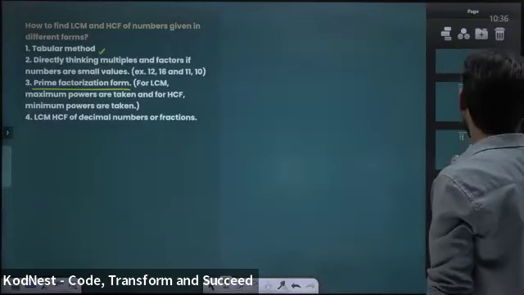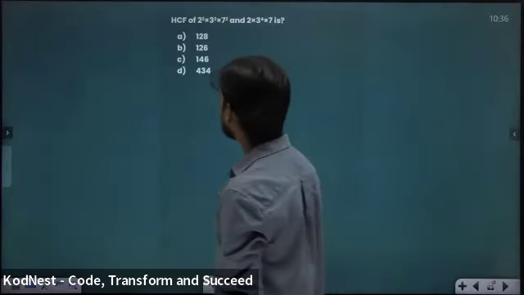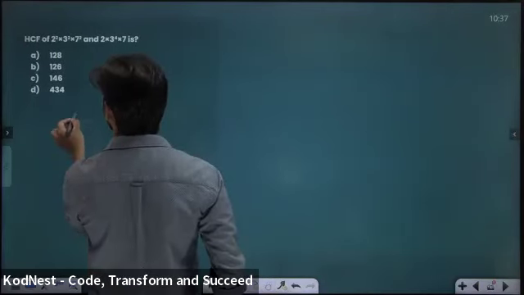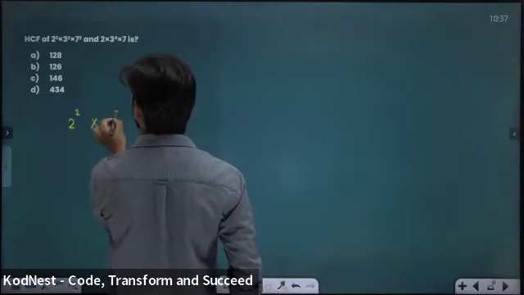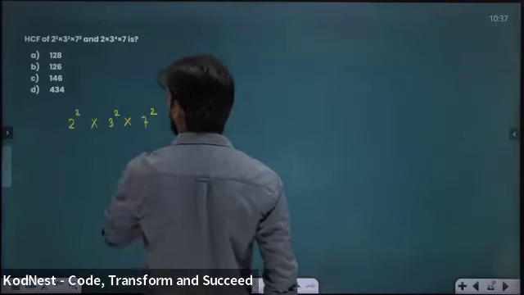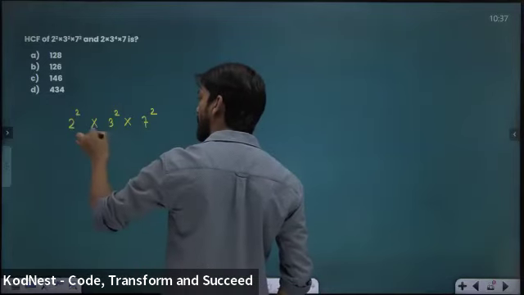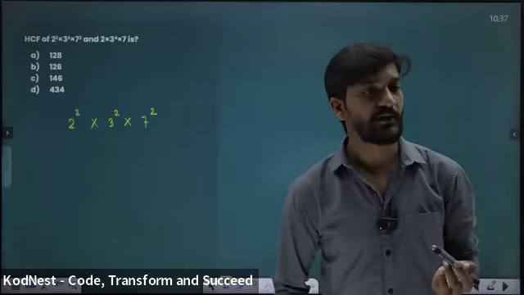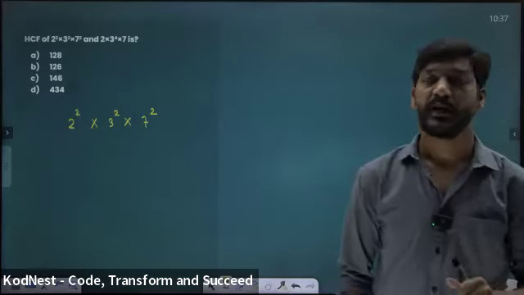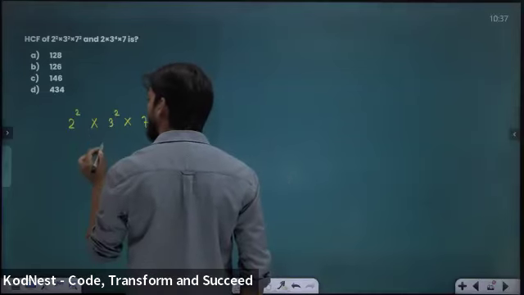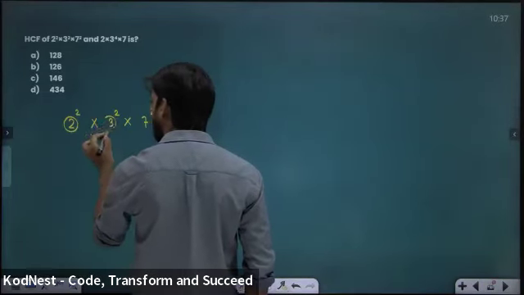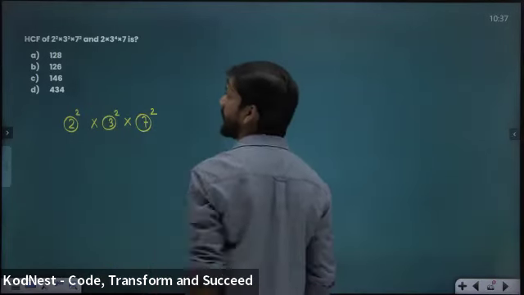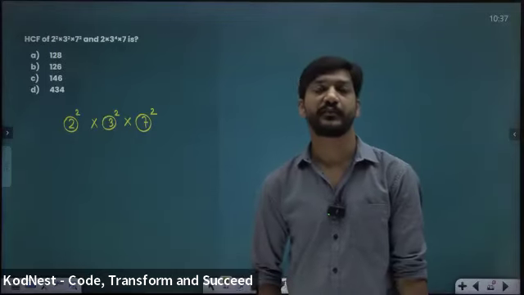What is prime factorization form? You will see. This is prime factorization form. The numbers are 2 square, 3 square, and 7 square. This is also a number, right? But the number is not given like 143, 2000, 2015. The number is given in this form. This form is called prime factorization form because I can see prime numbers. So prime numbers written with powers is called prime factorization form.